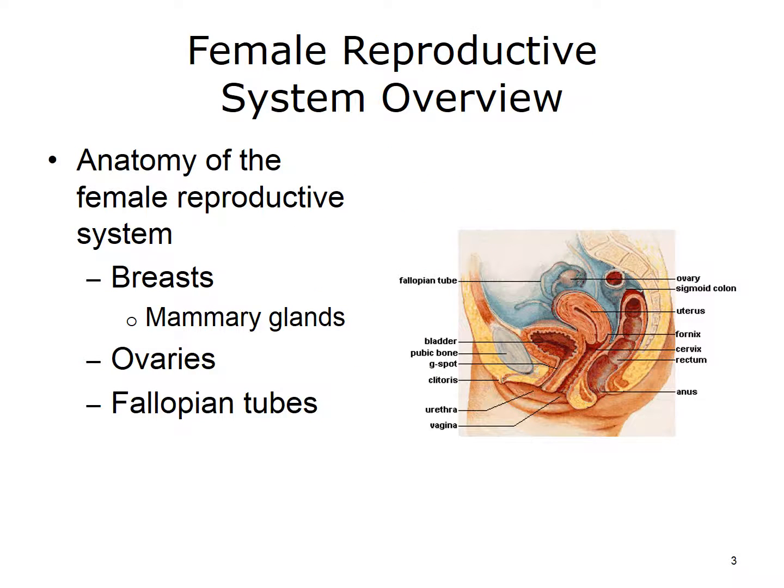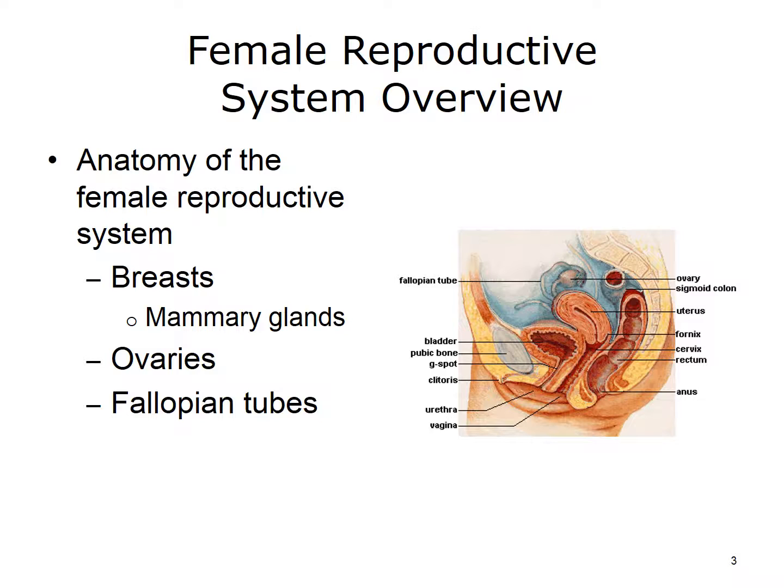The reproductive systems in the male and female are concerned with producing new members of our species. Let's start with the female reproductive system. The female reproductive system consists of internal and external genitalia. The internal reproductive organs consist of the ovaries, uterus, fallopian tubes, and the vagina, as shown in the slide.